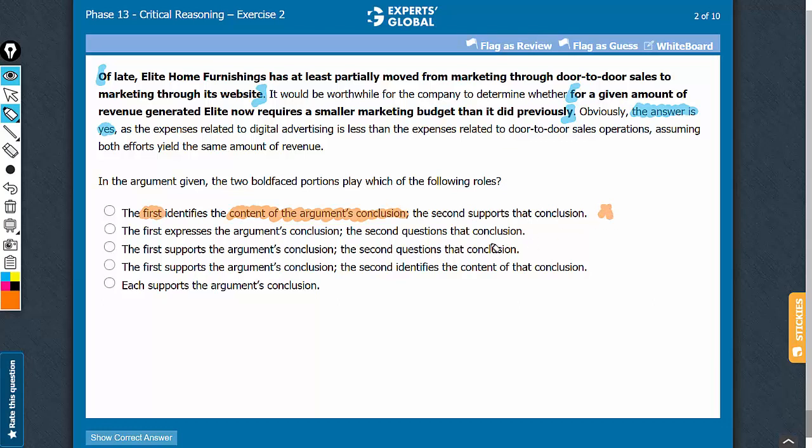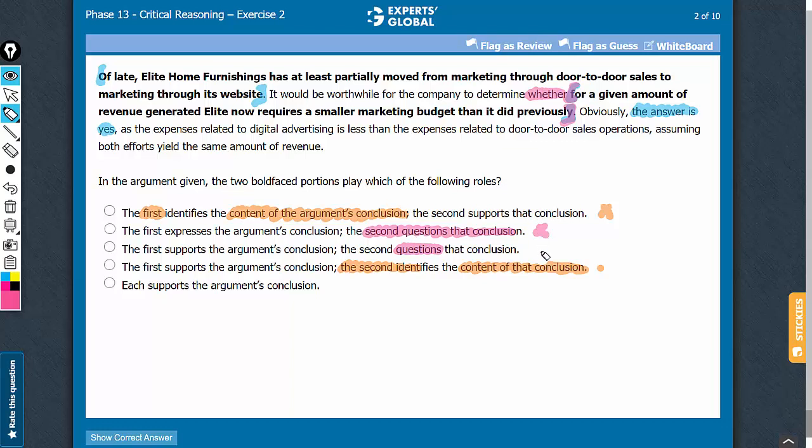Answer choices which say that the second is the content of the conclusion, such an answer choice is likely to be correct. Some students are going to choose one of these answer choices which say second questions that conclusion. They may find merit in the term questions. Two problems here. One, please see the term whether is not a part of the boldface. So the question bit is not a part of the boldface. This statement bit is a part of the boldface. So the term question does not apply.